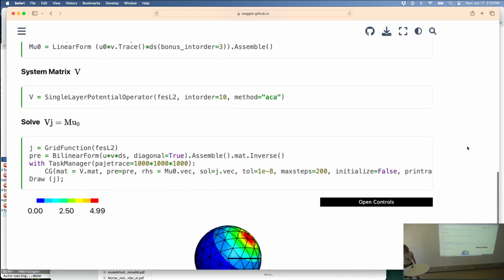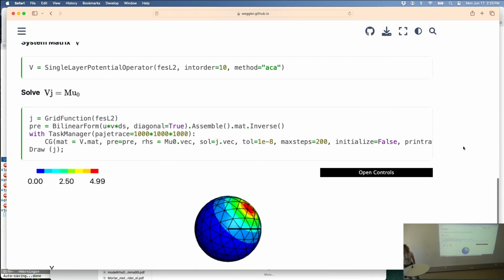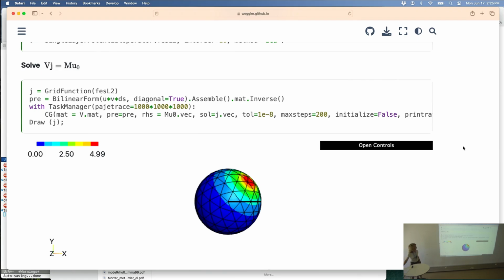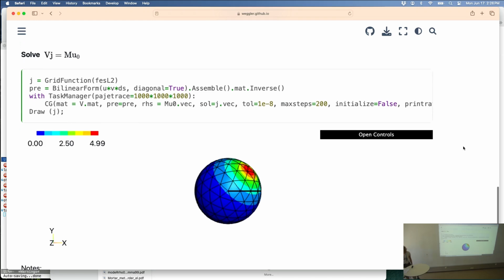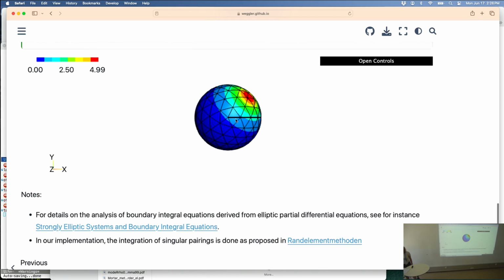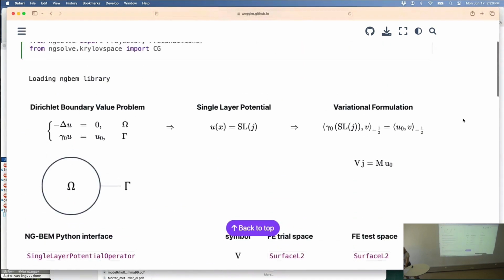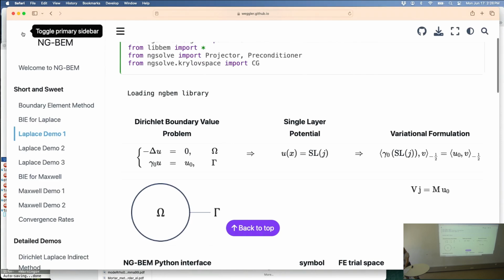Now you have your system matrix to solve the linear system of equations with an iterative solver. You must use an iterative solver because you have an approximation of the matrix of the linear system. And here's the solution. It's not so very interesting, so let's look at other examples.